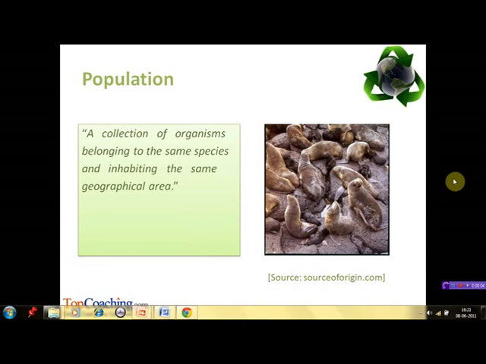Next term is population. A collection of organisms belonging to the same species and inhabiting the same geographical area constitute a population. Two different populations cannot occupy the same niche at the same time. We can observe various processes such as competition, cooperation, predation, etc. in a population.